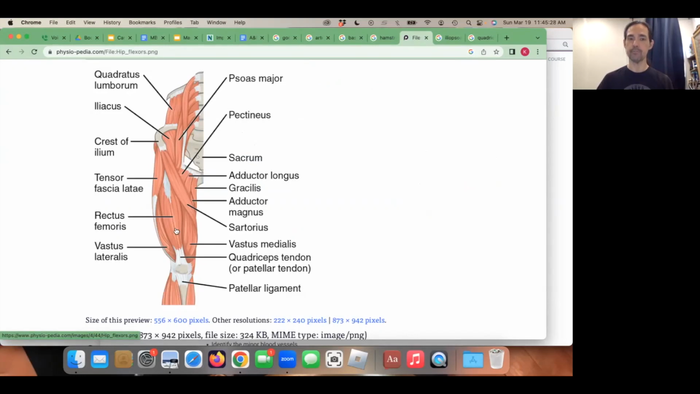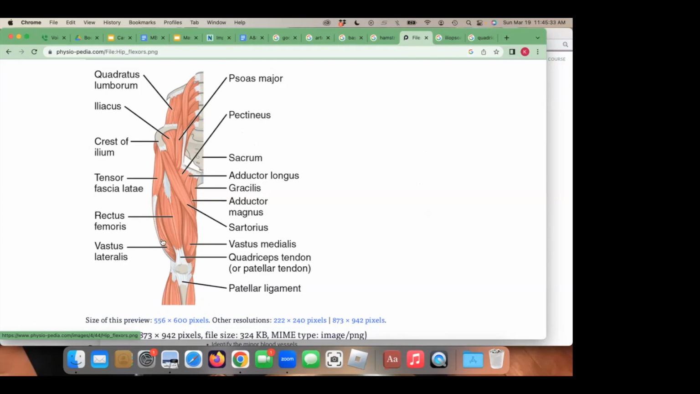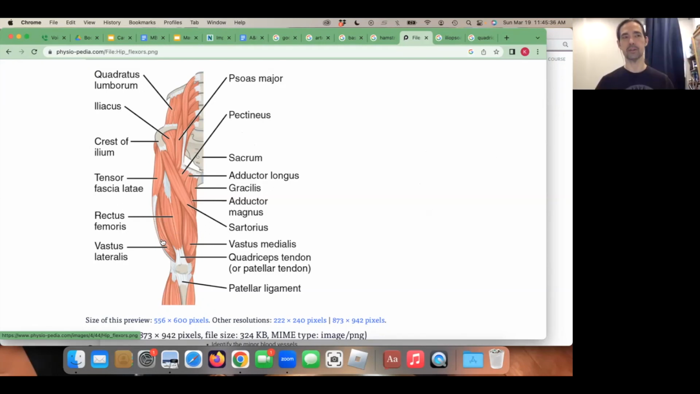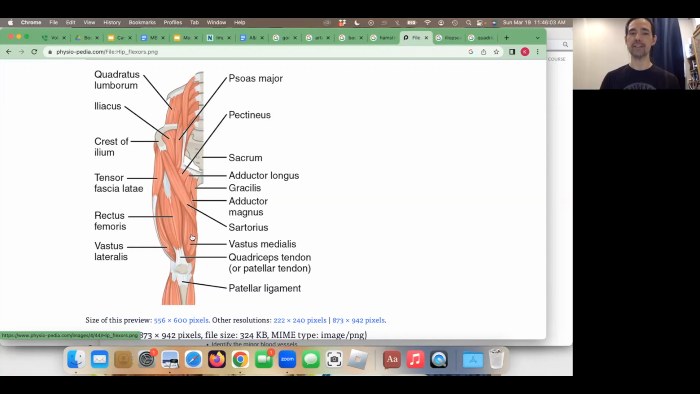rectus femoris. Mute yourselves and repeat after me. Rectus femoris. Mute yourselves because we're going to do it 3 times. It's rectus femoris, vastus lateralis, vastus medialis, vastus intermedius, which is underneath the rectus femoris. So rectus femoris, vastus lateralis, vastus medialis, vastus intermedius. Last time: rectus femoris, vastus lateralis, vastus medialis, vastus intermedius.